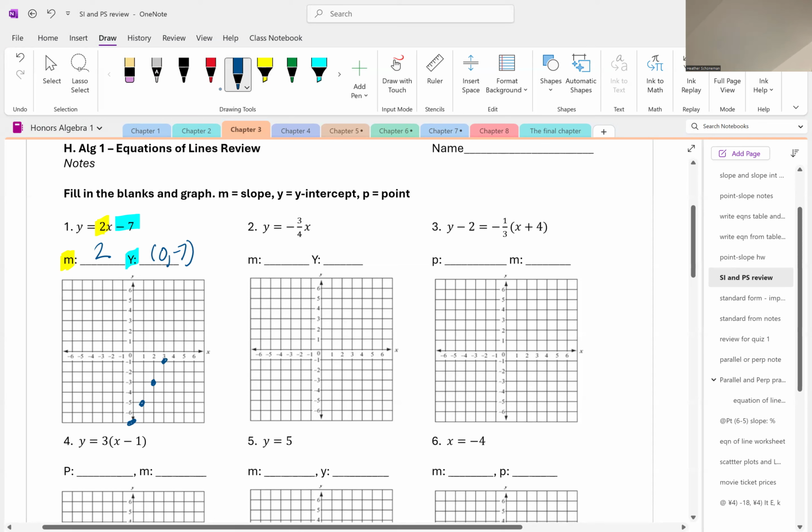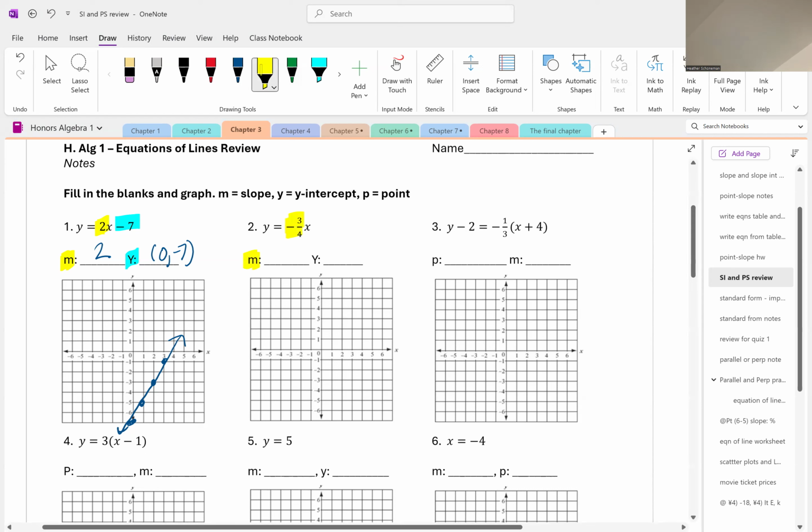Okay? Your homework is going to say to find 3 points. The quiz is going to say to find 4. You can follow the directions. Okay, this also, number 2, is in slope-intercept form. It's in slope-intercept form because it says y equals and there's no parentheses.